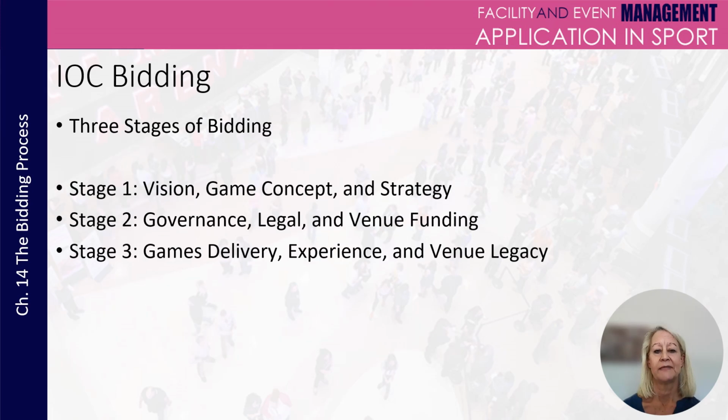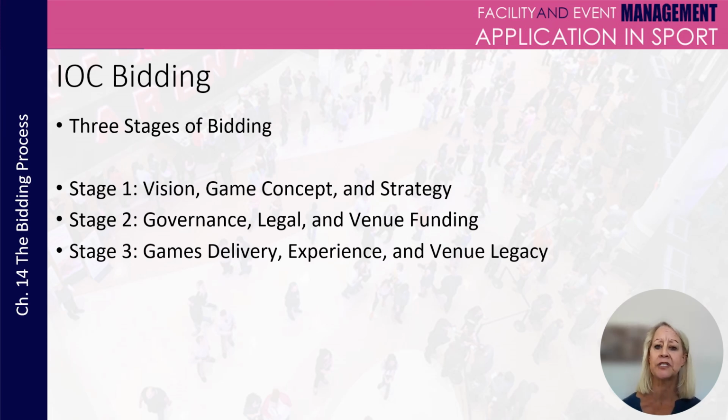The IOC bidding process is broken down into 3 formal stages, each building upon the last, to evaluate a city's readiness and suitability to host the Olympic Games. Stage 1 is where the candidate city outlines its overall vision for the Games.